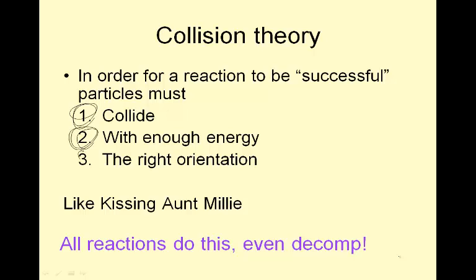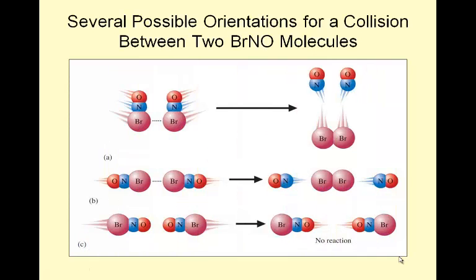Like kissing Aunt Millie. Or instead of Aunt Millie, like kissing, I don't know, somebody's grandma. But in order to kiss somebody, oh boy, is this bad. You've got little nose things, so you've got to have the right orientation. Hopefully eyes and a mouth. Got to have the right orientation because the nose bump is bad. So you got to collide. You got to give them enough energy. If it's too hard, bam, you're breaking some teeth or hooking up some braces. And the right orientation, if you have the nose-to-nose smash, that's bad. So all reactions need a collision with enough energy in the right orientation.